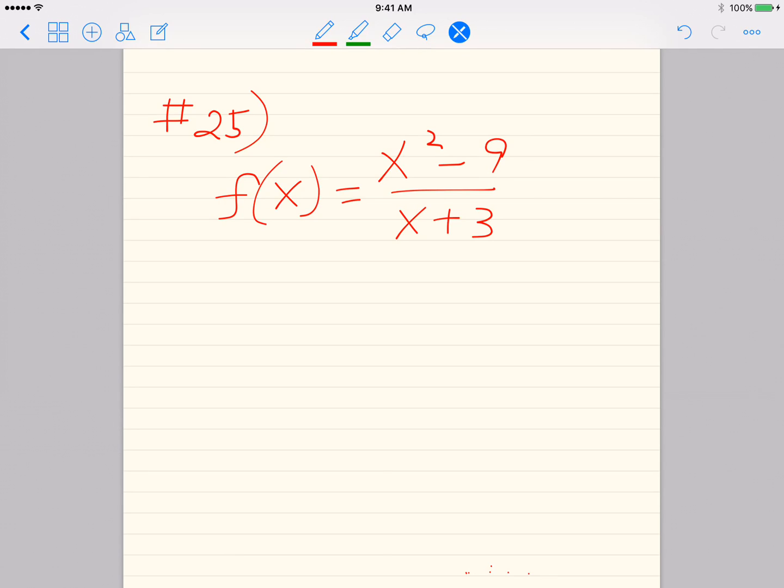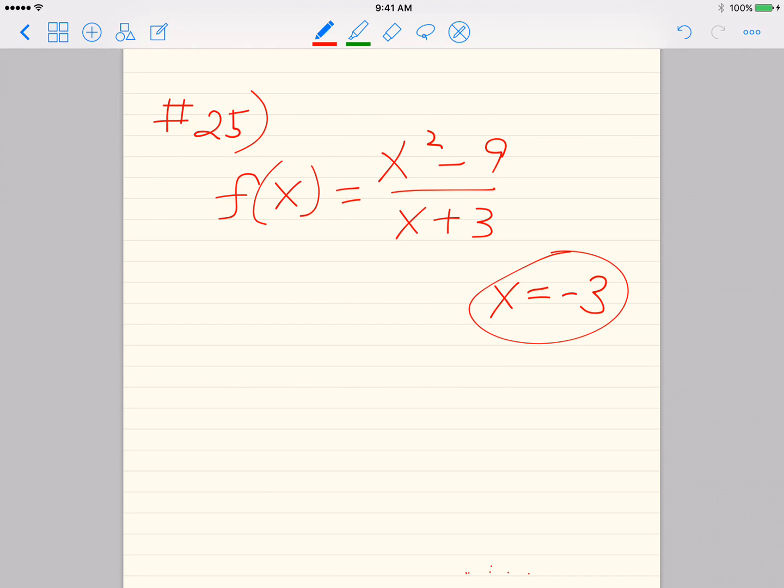Okay, so next we have number 25. Okay, number 25, you're given a function which is discontinuous already at x equals -3, and you want to make this into a piecewise function by defining another part of the function at x equals -3 that would make this entire function, a piecewise function, then continuous.